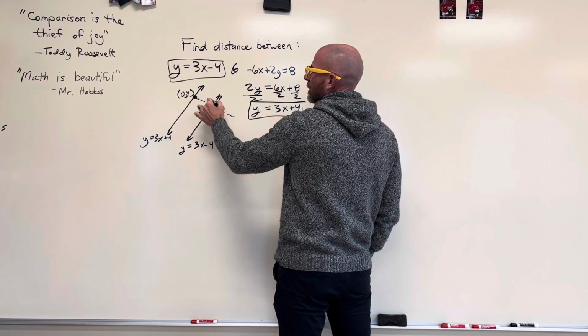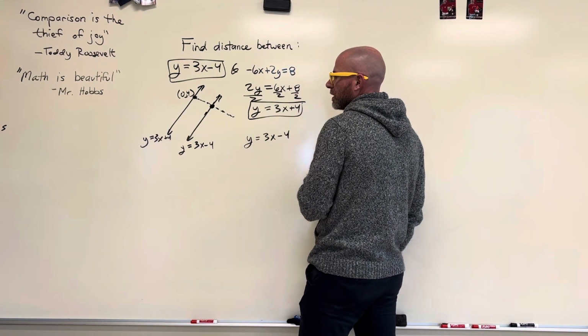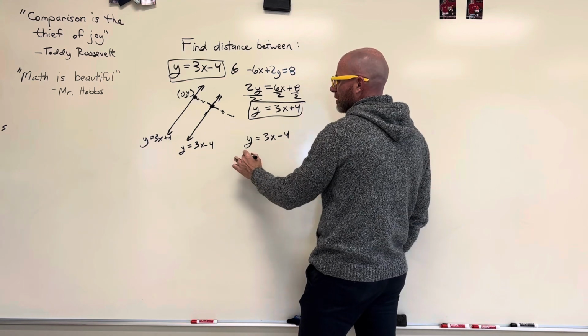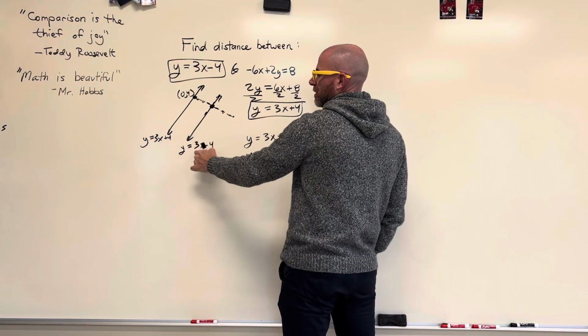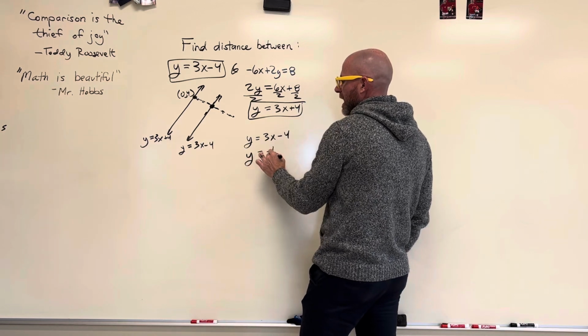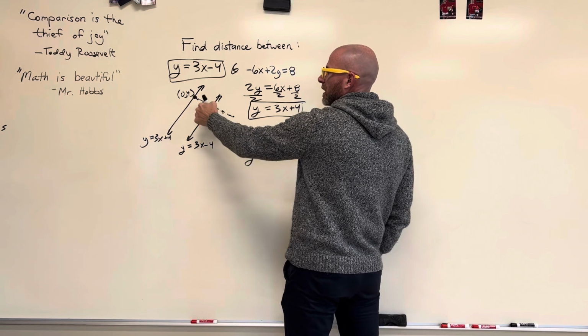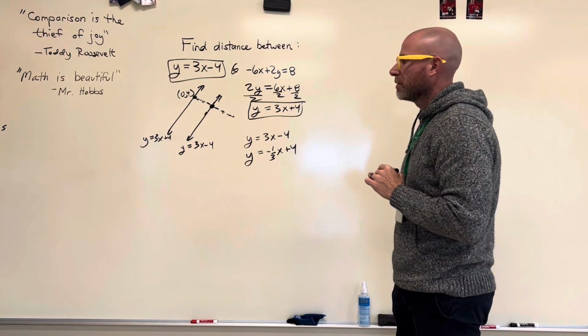In this case, I don't know what this point is, but I can see it is the intersection of y equals 3x minus 4 and this perpendicular line. What is this perpendicular line? Well, it's perpendicular to this line, so that means it has a slope of negative 1/3 x. And because I chose this y-intercept, that makes it pretty simple to figure out.